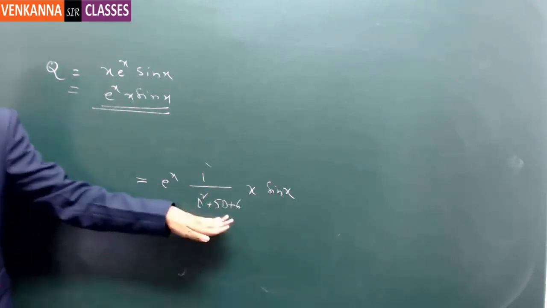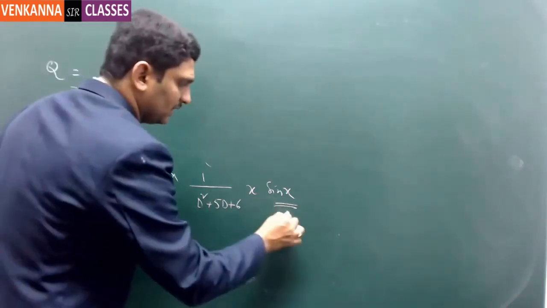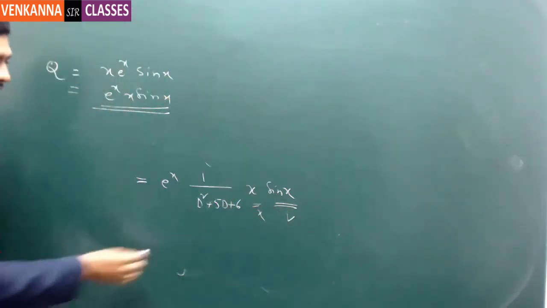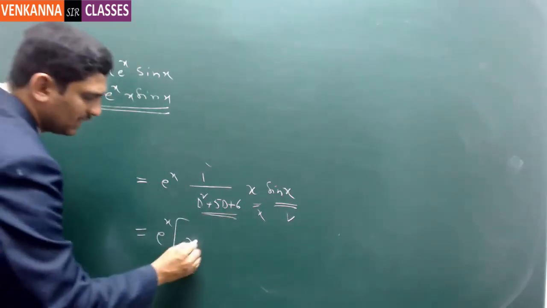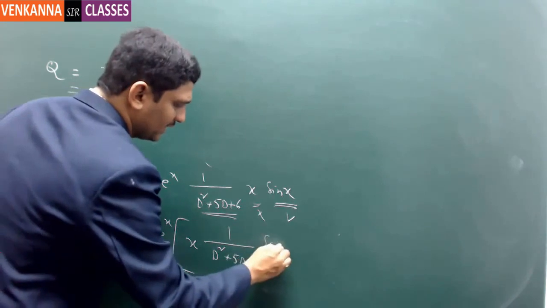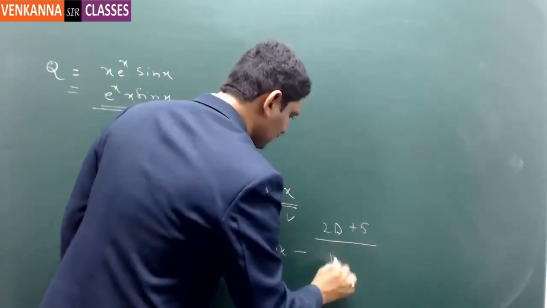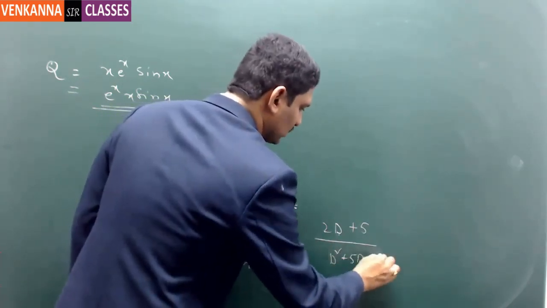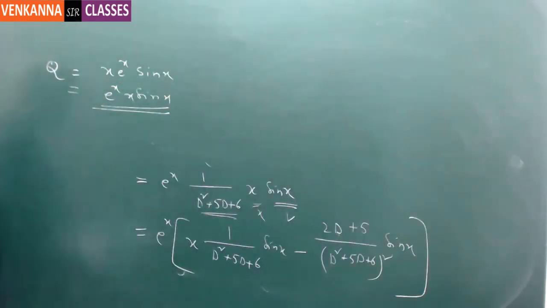From this onwards, I am going to make use of the formula which I mentioned now. So this is v, this is x, and this is f of d. Applying the formula, e power x into 1 by d square plus 5d plus 6 into sin x minus derivative of the value, which is 2d plus 5 by d square plus 5d plus 6 whole square, of sin x. Please check it against the formula which I have written earlier.